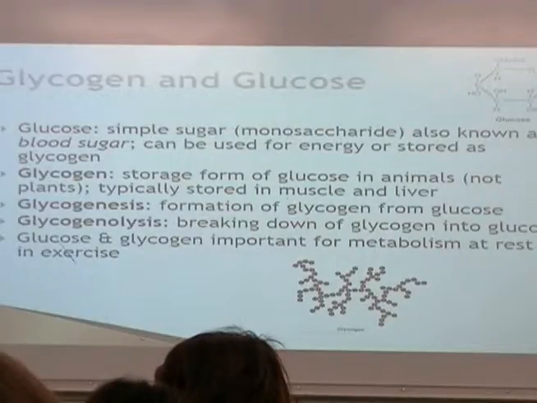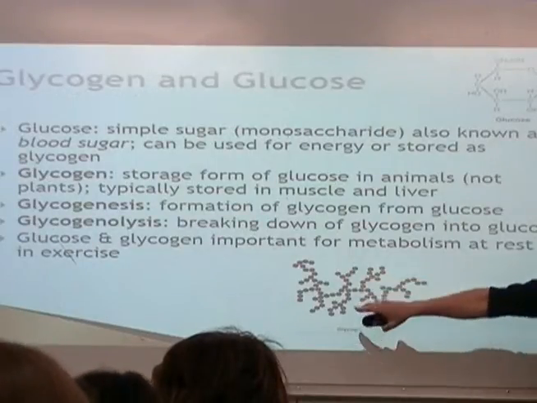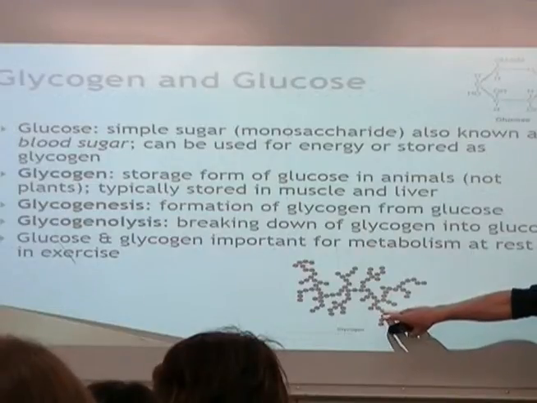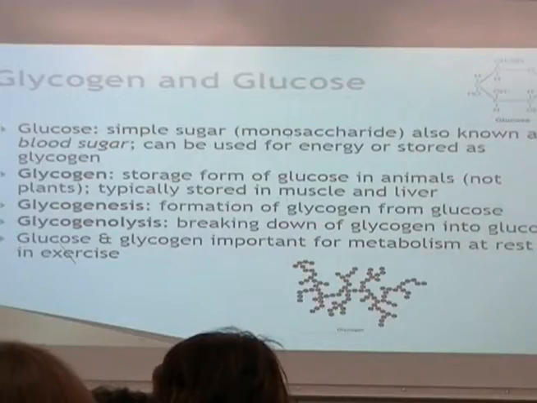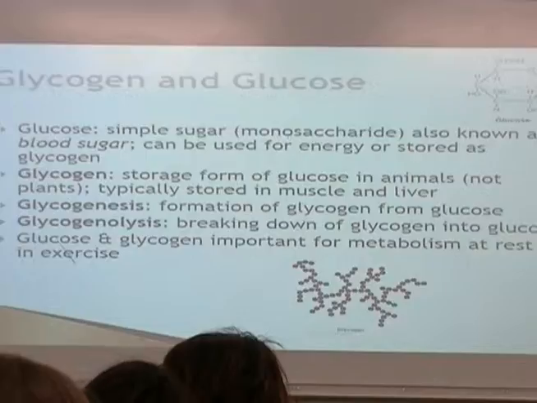We said glycogen's a storage form in animals. It's not the way plants store carbs, but it's the way we do it. And this is what a glycogen molecule looks like, and each one of these little red areas is a glucose. So we've got loads and loads and loads of glucoses together, we get a large molecule that is glycogen. All right, large-ish. And it's a really important energy store for creating metabolism at rest and in exercise.